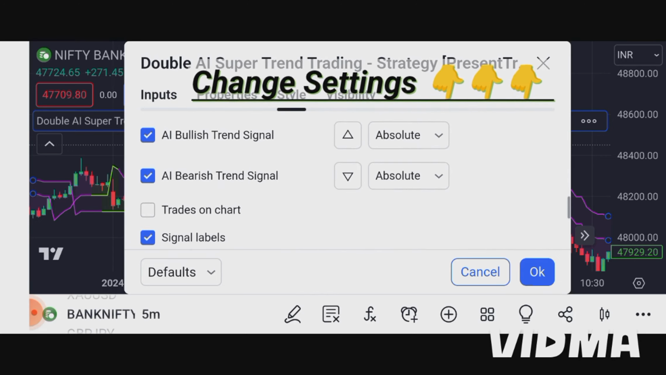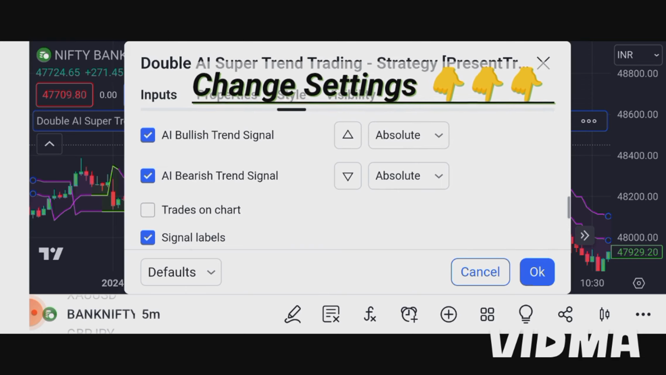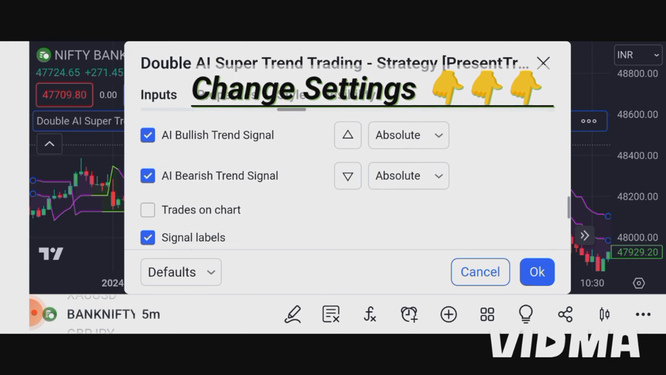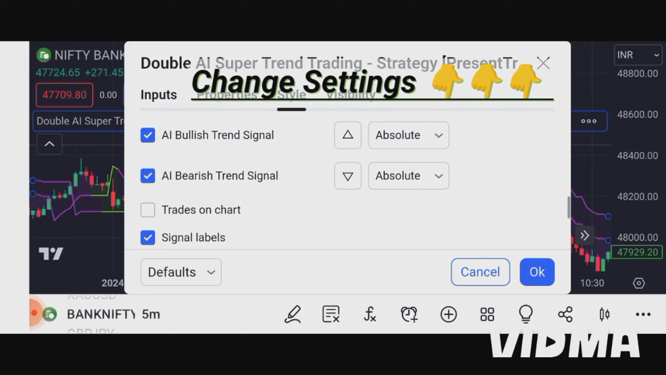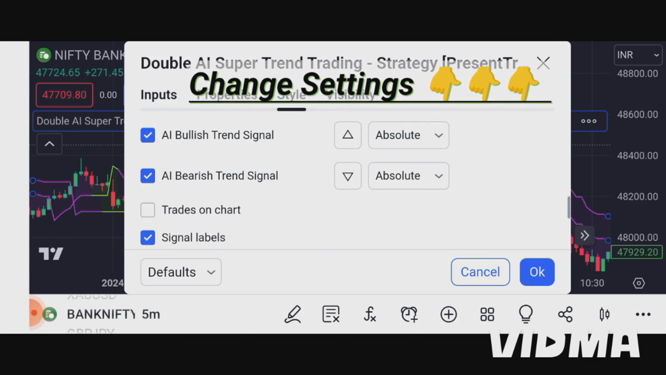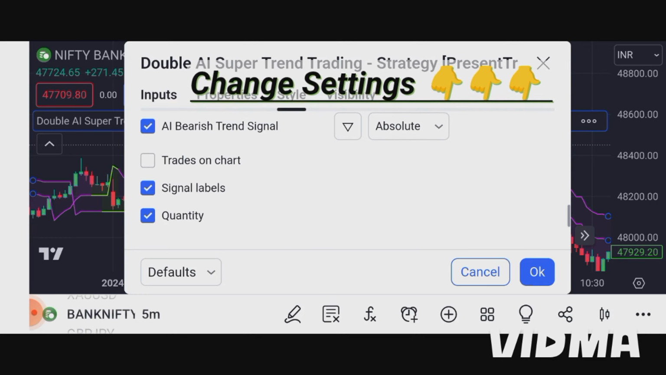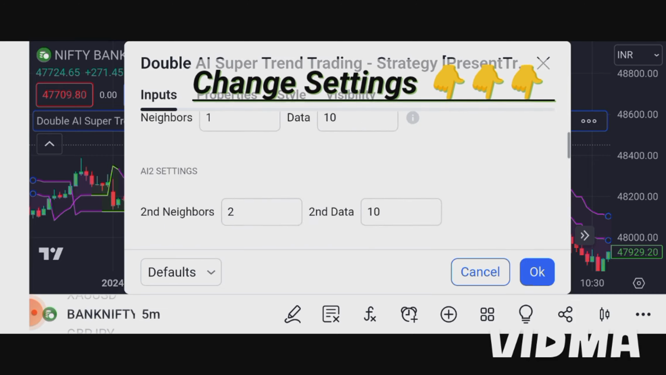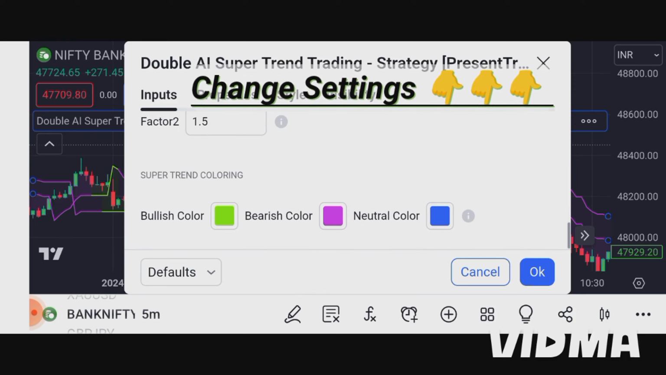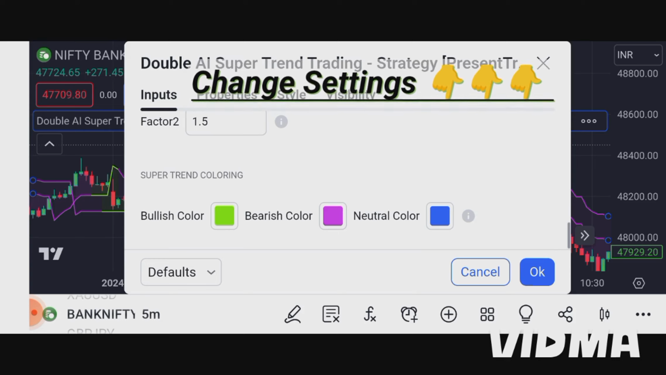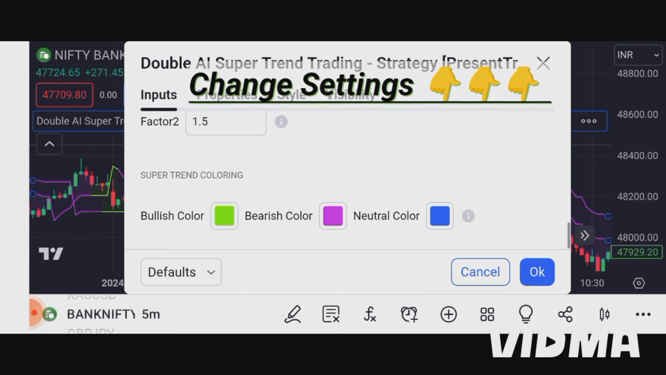If you skipped any setting in this video, you can go back and play it again, then save the settings and test this. Now the setting is clear, and if you want to change the colors, select your color as per your choice. Like here the bullish color is blue, bearish color is purple, and neutral color is blue. Neutral means the market is sideways.